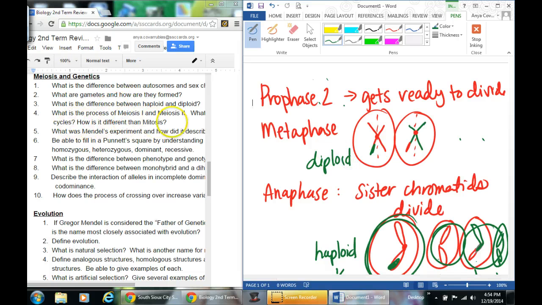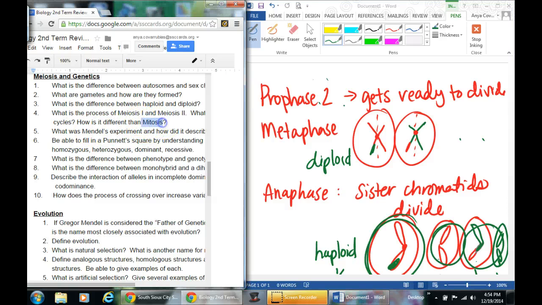Okay, process of meiosis 1 and 2. How is it different than mitosis? Well, there's some crossing over that takes place in prophase 1. But the big thing is, it's not a cycle. This cell isn't going to go through meiosis again. These are now gamete cells, sperm and egg. In mitosis, the daughter cells go back into mitosis and do the same thing over again. In meiosis, that doesn't happen.